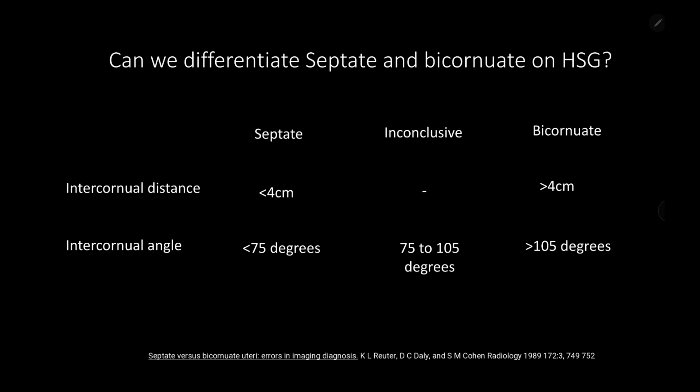The same thing cannot be said for the intercornual angle. If the intercornual angle is less than 75 degrees, it is more likely to be septate uterus. If it is greater than 105 degrees, more likely for it to be bicornuate uterus. But the problem lies with the angle if it is between 75 to 105 degrees. So there is a gray area of 30 degrees for which the answer can be either. It can be septate uterus.